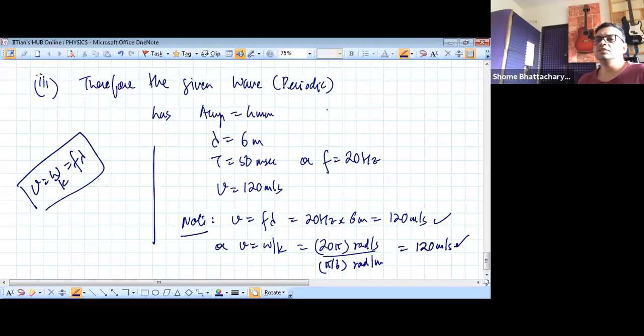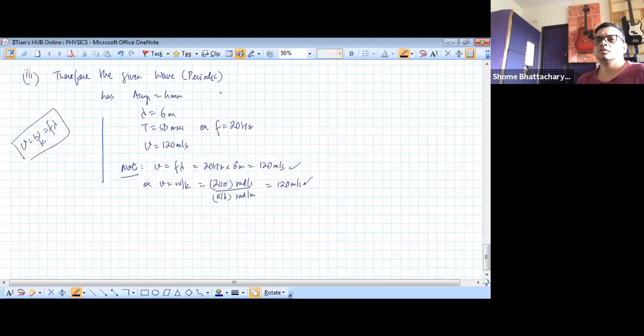Because our original equation was 8 sine square (pi by 6 x minus 20 pi t). So the amplitude became half of this, because y is ranging not between -8 and +8, but it's ranging between 0 and 8. But this term is still k. But now notice something interesting. What is the relation between k and lambda, and what is the relation between k and omega? So that's the next thing you'll understand.